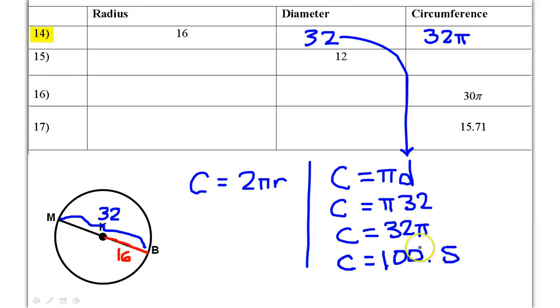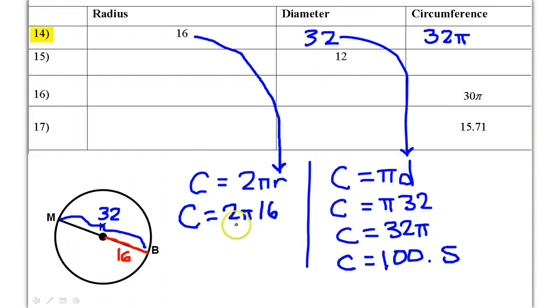You should be prepared to give it to me in either form. If I had used this formula with 2 pi times the radius, then it would have been a matter of putting in 16 for the radius. So this would have become circumference equals 2 pi times 16. But of course 2 times 16 is 32. So either way, I'm going to get 32 pi or 100.5. Alright, so that was number 14.